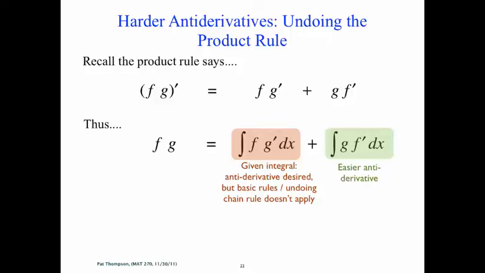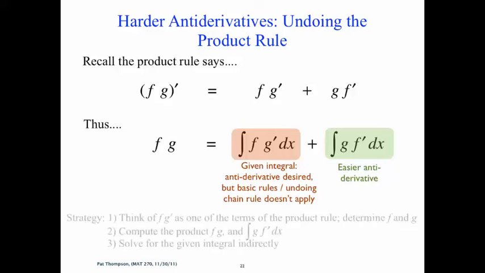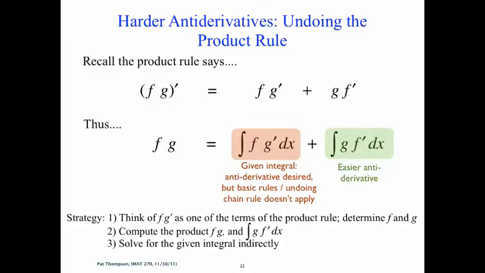But then this one is easier. This one is one we could do with the techniques that we have. So what do we do? We're going to solve the one we're given indirectly by solving the easier one and finding fg and then just subtracting. Okay? So we're going to think of the given integral as one of the resulting terms of the product rule. We'll determine what f and g are, and then we're going to compute that easier antiderivative, and then we'll solve for this indirectly.